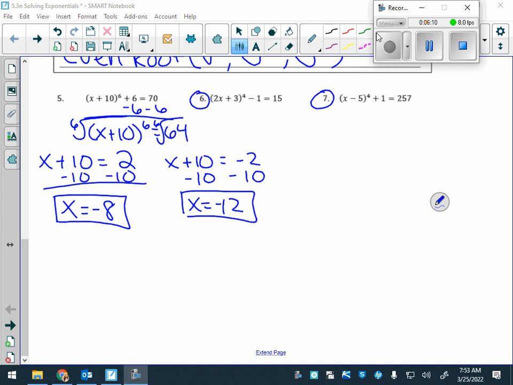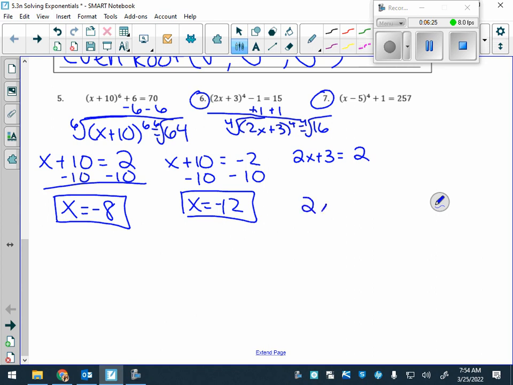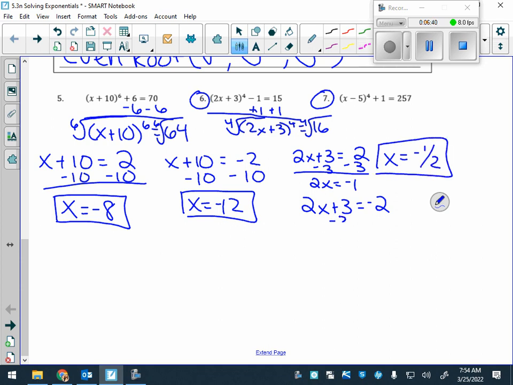Okay, let's go through it. So we add 1 to both sides. So we have 2x plus 3 to the 4th equals 16. We take the 4th root. So that's 2x plus 3 equals 2, and 2x plus 3 equals negative 2. Then we subtract 3. 2x equals negative 1. X equals negative 1/2. Subtract 3. 2x equals negative 5. X equals negative 5/2. Any questions about number 6? Yeah, Finn.